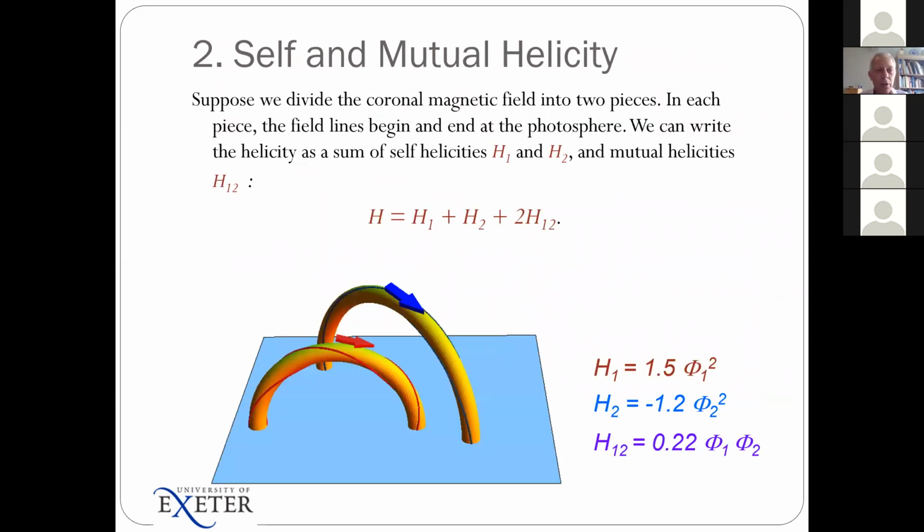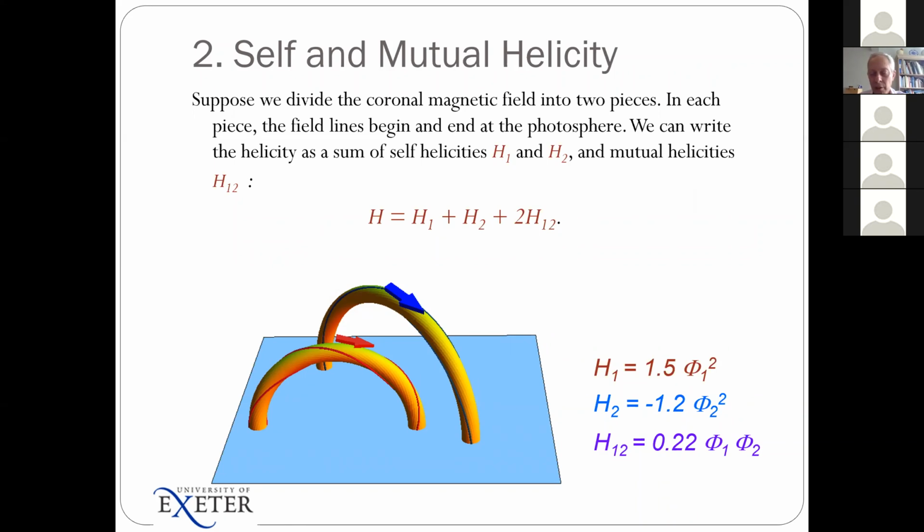Okay, I'll go on to self and mutual helicity. So if we subdivide your field into different regions, let's say each region contains all its field lines apart from if they're cut off at, say, the photosphere. So you have here a red region and a blue region. Then we can ask for the self-helicity of the red region, the self-helicity of the blue region, and the mutual helicity in between. And the total helicity will be the sum of all of these.